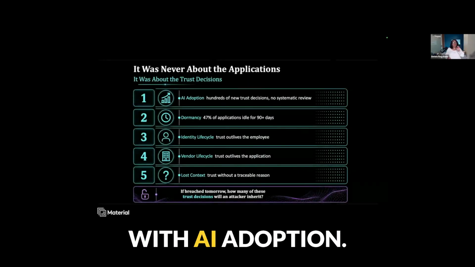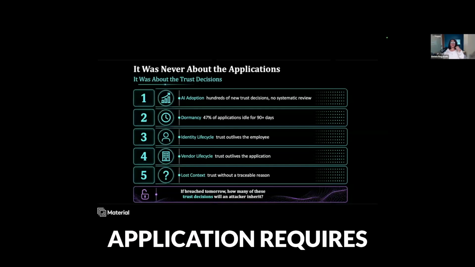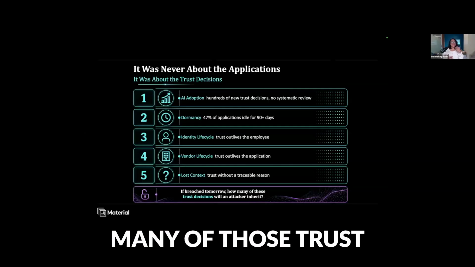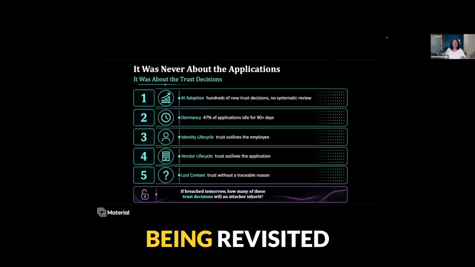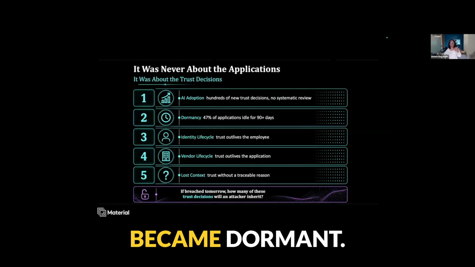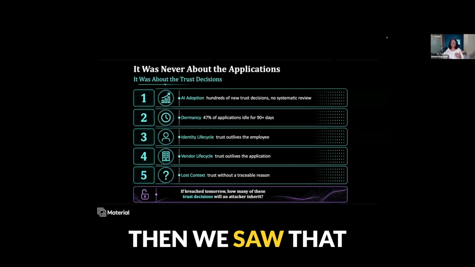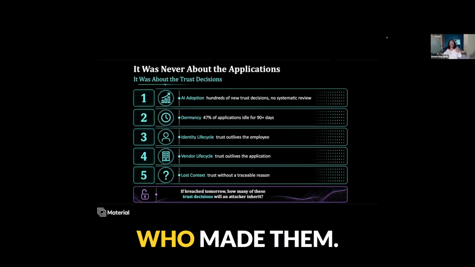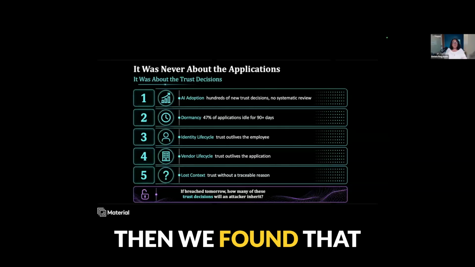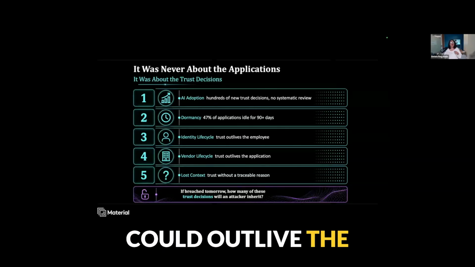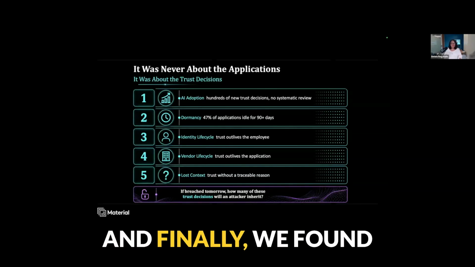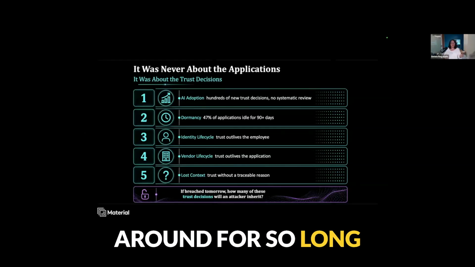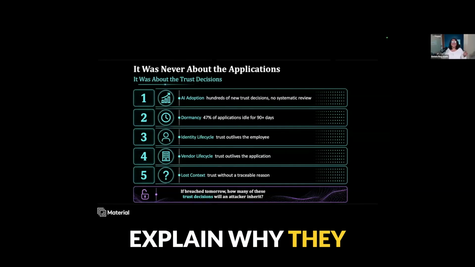It started with AI adoption. Every new AI application requires someone to make a trust decision. Then we found that many of those trust decisions weren't being revisited after the application became dormant. Then we saw that those decisions could outlive the employees who made them. Then we found they could outlive the application itself. And finally, we found that some had been around for so long that nobody could explain why they existed anymore.